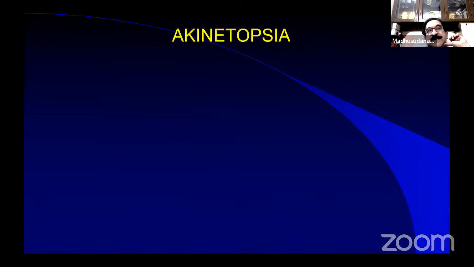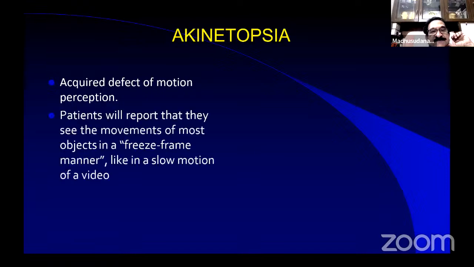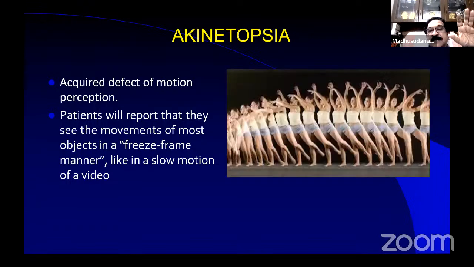Another interesting phenomenon is akinetopsia, a loss of motion perception. It's an acquired defect of motion perception. Patients report that they see movement of most objects in a freeze-frame manner, like a slow motion video. They are not seeing a continuous motion, but see it in a discontinuous pattern like that.